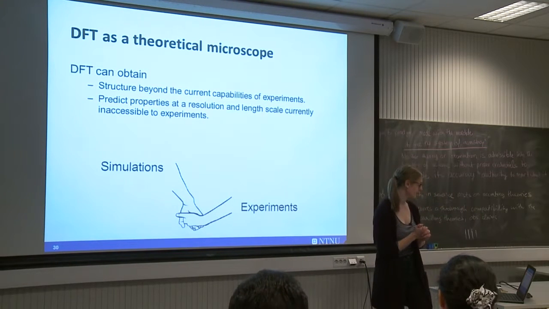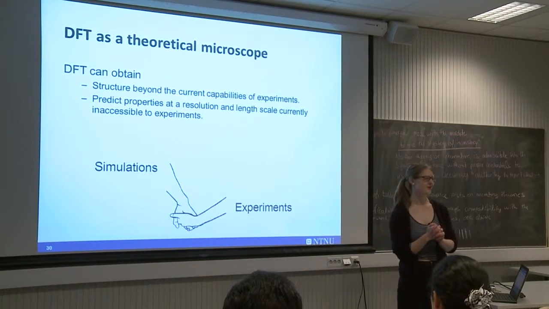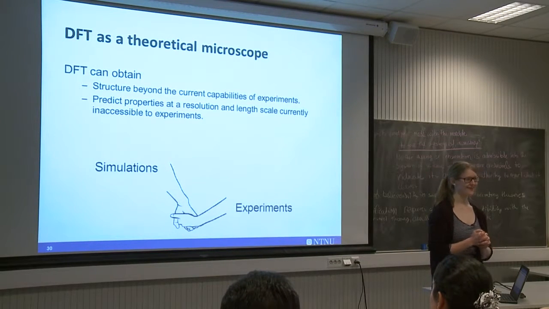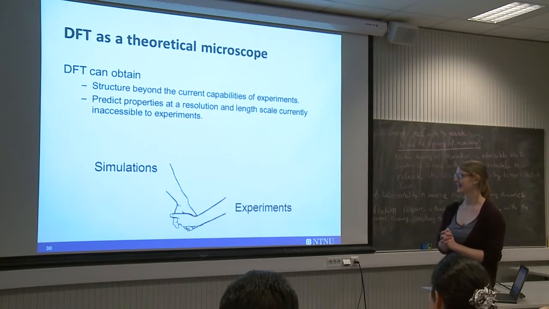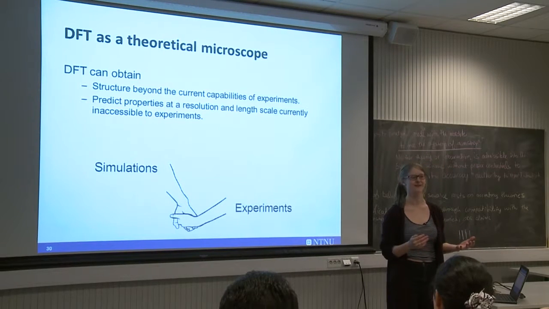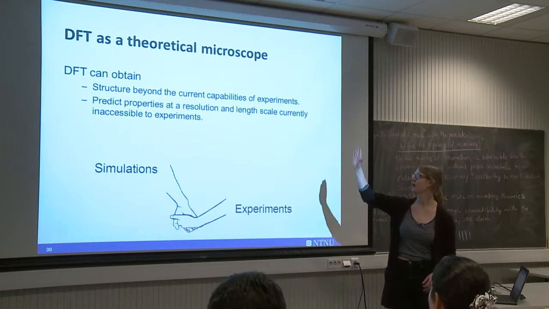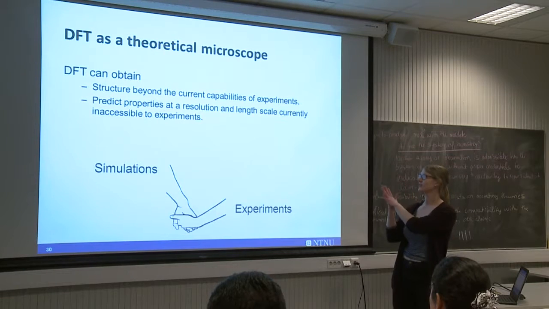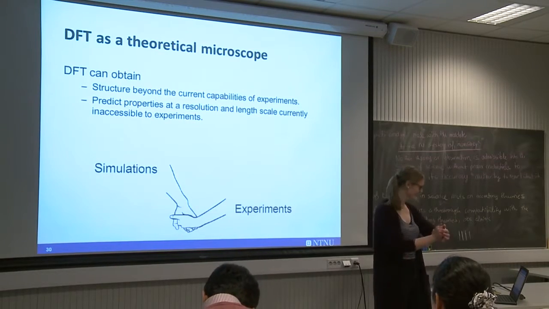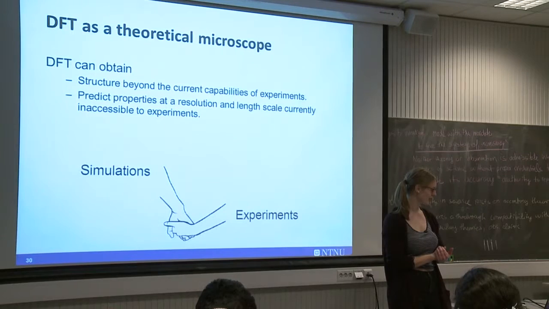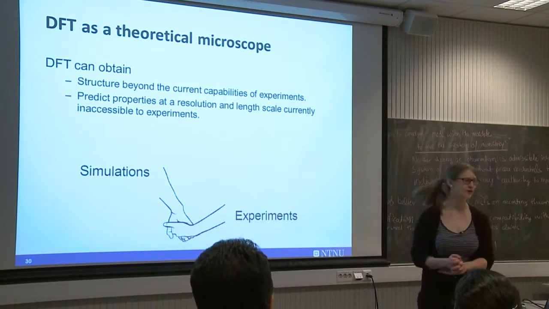Yeah, great. So just a few slides about DFT, which you can consider as a theoretical microscope. That's a favorite phrase of my supervisor when he talks about DFT. For a lab experimentalist, that would be, okay, so you can actually use it as a microscope. That's cool. So the point is, with DFT, you can obtain structure beyond the current capabilities of experiments, and you can predict properties at a resolution and length scale currently inaccessible to experiments. But of course, it all goes hand in hand.